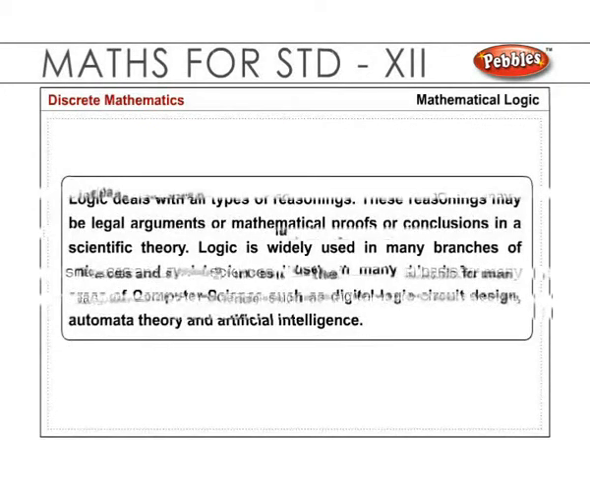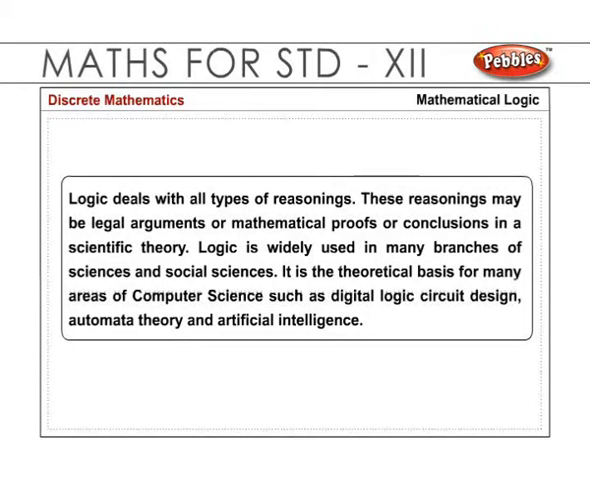Mathematical logic. Logic deals with all types of reasoning. These reasonings may be legal arguments or mathematical proofs or conclusions in a scientific theory. Logic is widely used in many branches of sciences and social sciences. It is the theoretical basis for many areas of computer science such as digital logic circuit design, automata theory, and artificial intelligence.